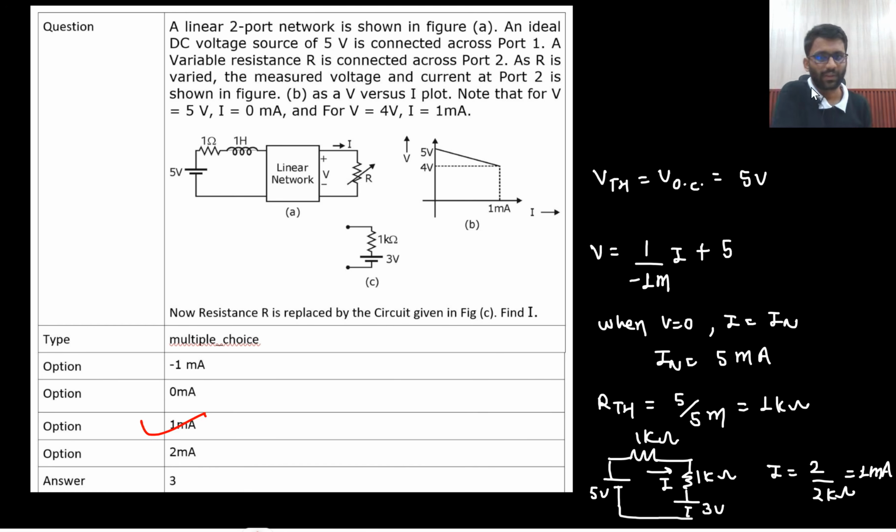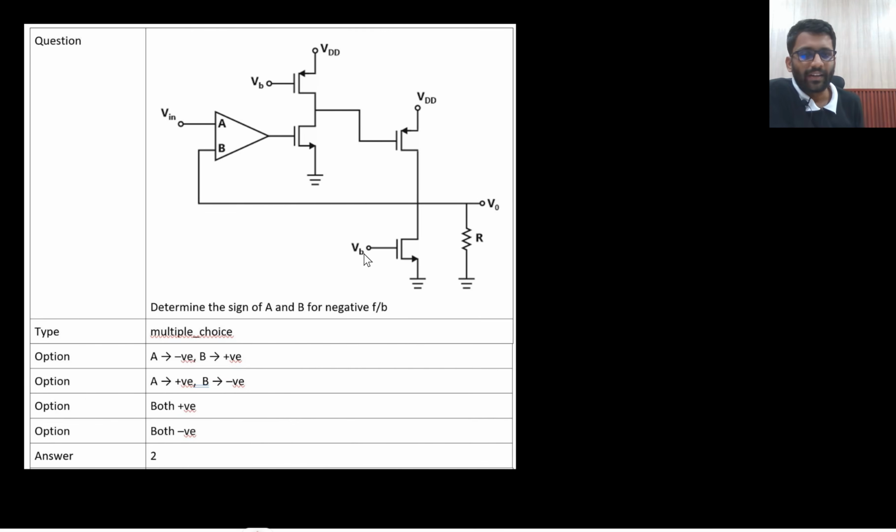Option C. Okay. You need to find the sign of A and B for negative feedback. So for negative feedback, what is the total phase shift we require? 180 degree phase shift. From here to here you go, how much phase shift is there? 180 degree already, because this is common source. And from here to here you go, what is the phase shift? This is also common source. From PMOS, another 180 degree is there. So till here there is 360 degree phase shift or 0 degree phase shift.